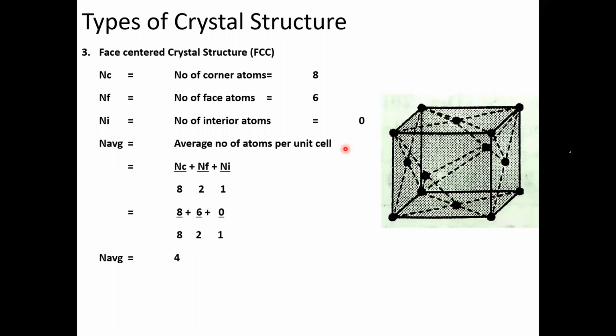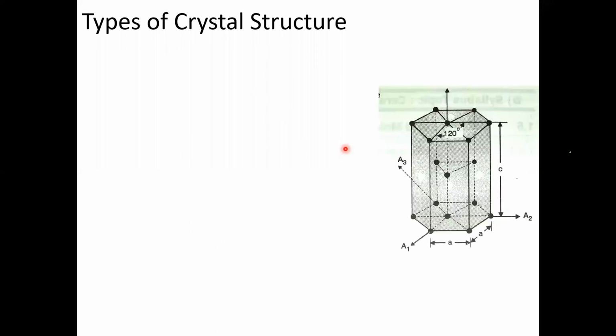No, sir. Okay. Then hexagonally close packed structure. So here the formula gets changed because the structure is different. So what is the formula? Anybody guess the formula for this hexagonally close packed structure? Like in your simple cubic, BCC and FCC, N average is equal to NC by 8, NF by 2 and NI by 1. So what is the formula here? NC by 12?